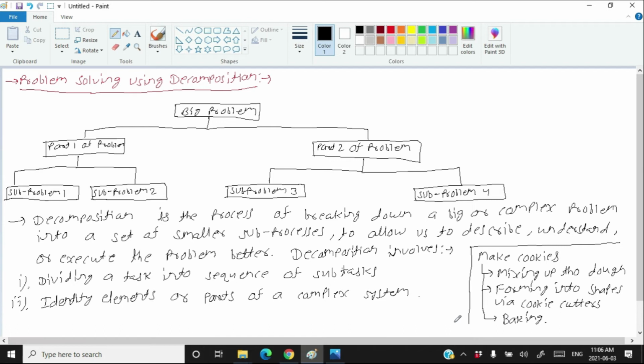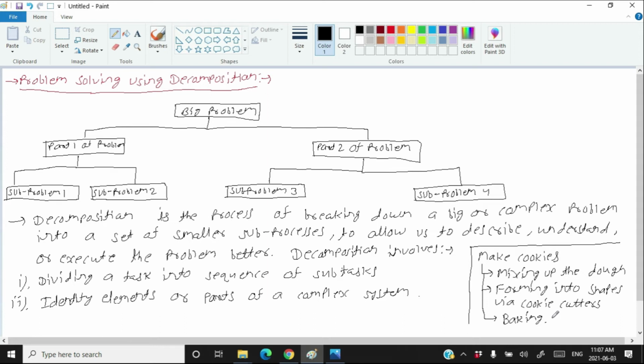So now you do not have to think about making cookies as a whole, but you have to think about mixing up the dough. You have to think about forming into the shapes via cookie cutters. You have to think about the baking. Of course, if you follow these small steps, you will end up making cookies. So this is called the decomposition of the problem into small subproblems.